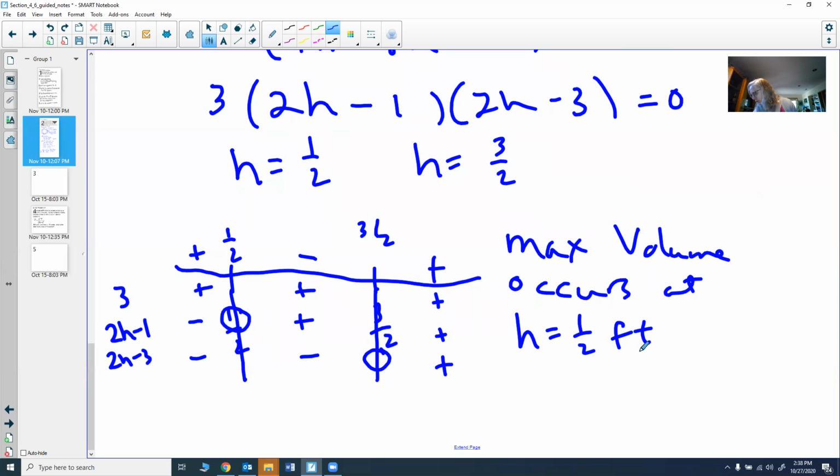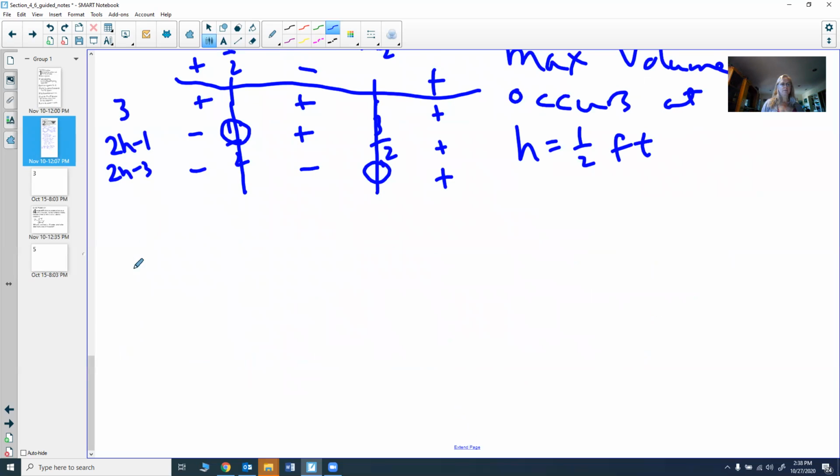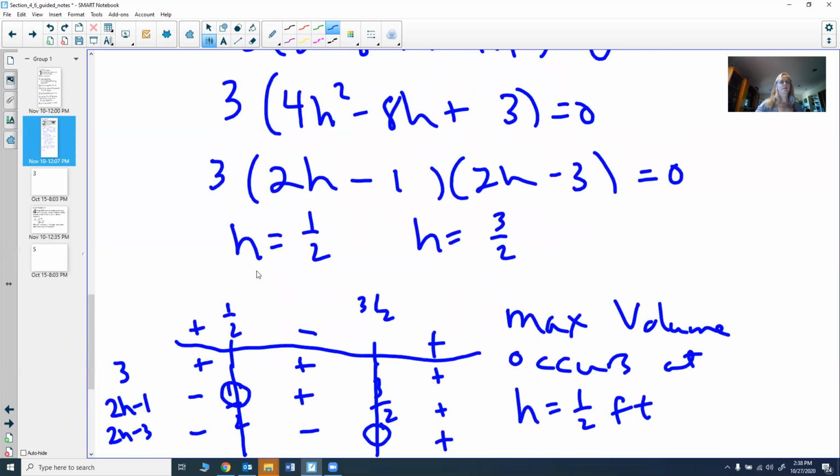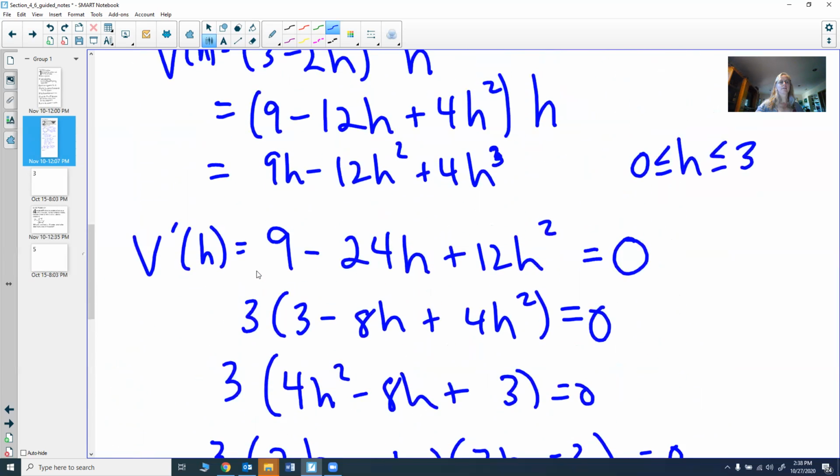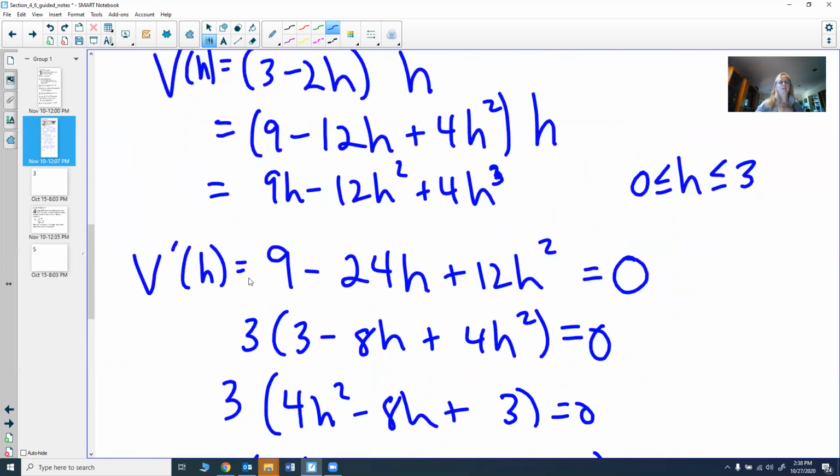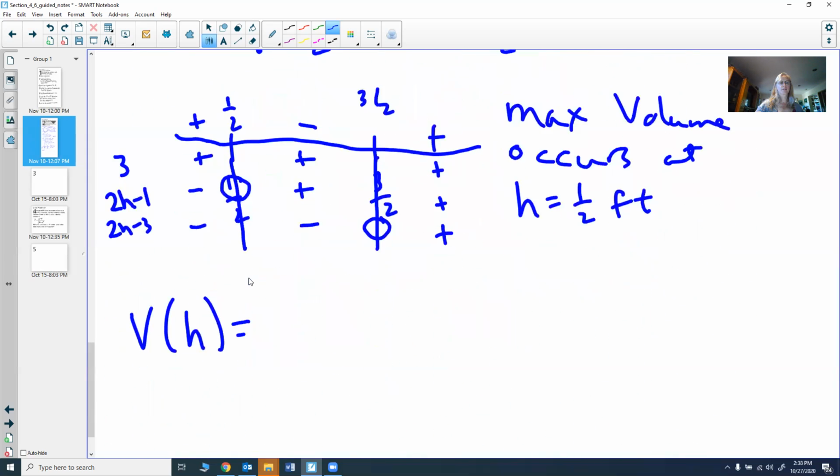So let's see what the volume actually would be, because I actually want to know what the largest volume is. I now know where the volume is maximum. I need to take my volume equation, and I don't remember it, so let's make sure we get it right. It was 9h minus 12h squared plus 4h cubed.